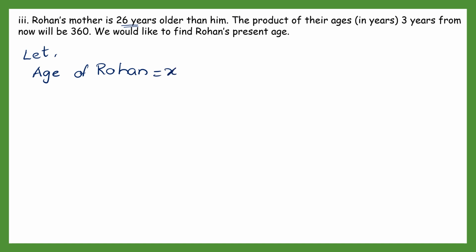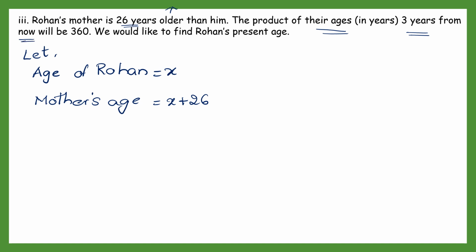Then mother's age will be what? Mother is 26 years older. 26 years older means what? Next after. Okay, so x plus 26. Mother will be bigger than Rohan, right? So it is plus. Older means bigger, right? So 26 years older they said, so x plus 26.